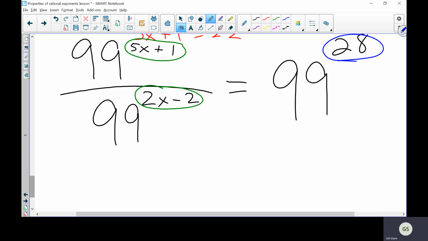The concept is always the same. The exponents in the problem are going to give us the exponents in the answer. We just need to change the rule and what we do with those exponents. Well, we're not going to add them here because we have a division problem. That means we have to subtract the exponents. So this is one exponent, 5x plus 1.